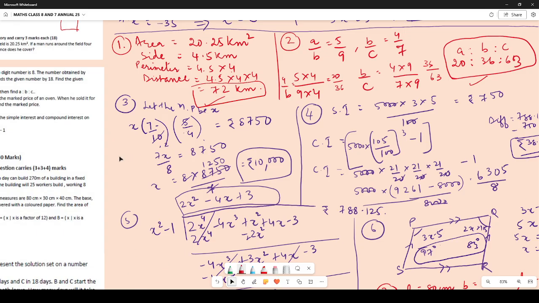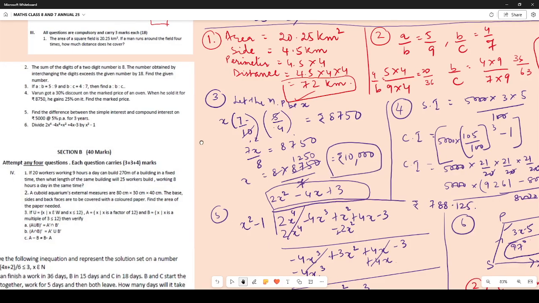Now let us move on to question number 4 rather. Varun got a 30% discount on marked price of an oven. When he sold it for 8750, he gains 25% on it. Find the marked price.